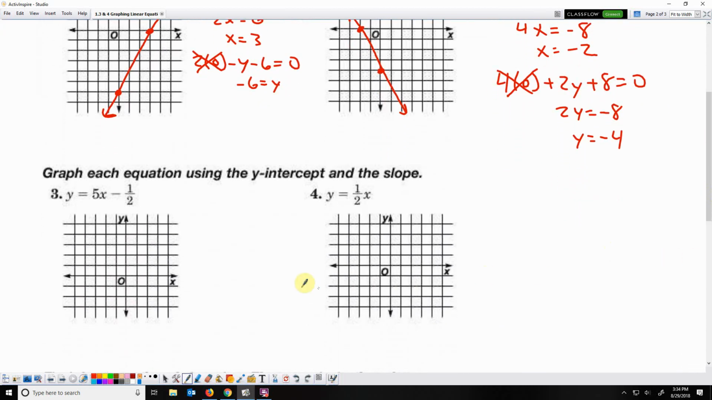Next, we'll graph using the y-intercept and the slope. So the slope is the coefficient of x. The y-intercept is right here, negative 1/2. So this isn't the most convenient y-intercept because it's a fraction, but we'll go down 1/2. And a slope of 5 means go up 5 and right 1. Try that again.